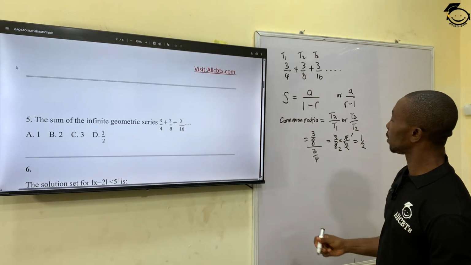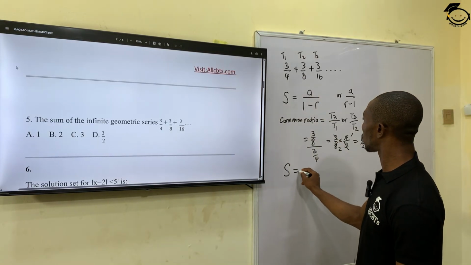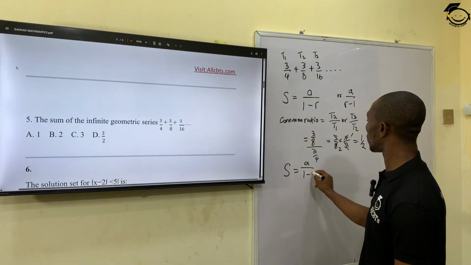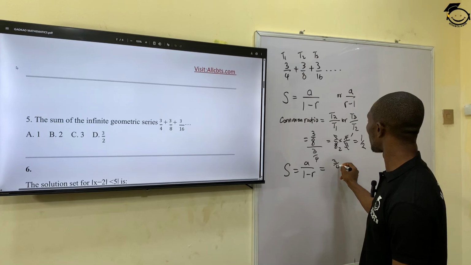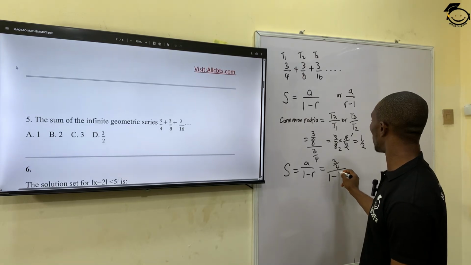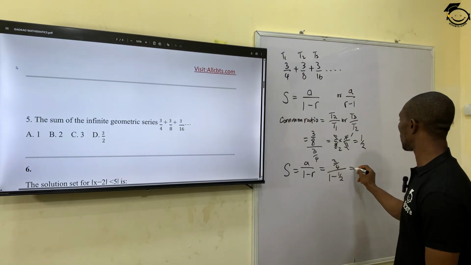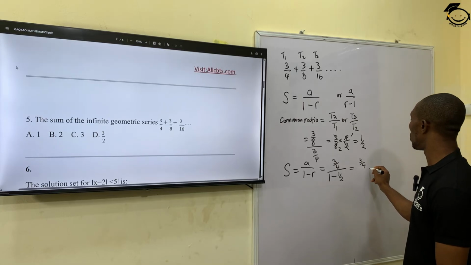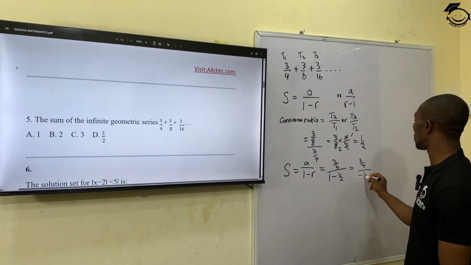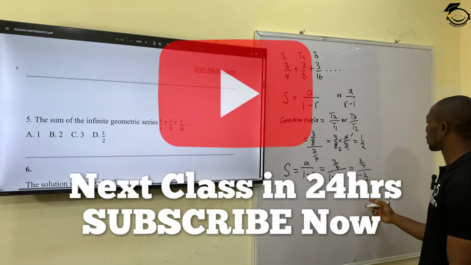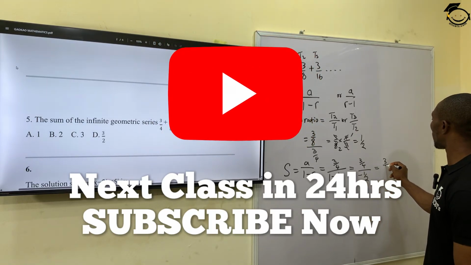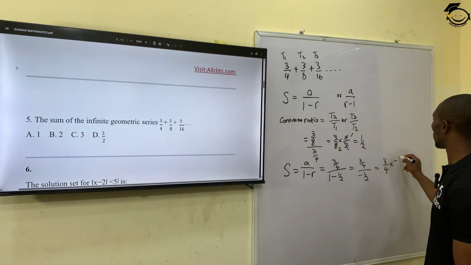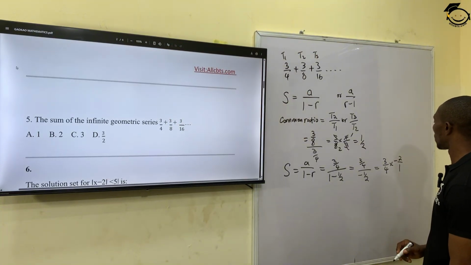So now, finding the sum of terms using s equals a over 1 minus r, where our a is 3 over 4, all over 1 minus half. So this gives us 3 over 4 all over half. Alright? Now, doing a multiplicative inverse here, this will be 3 over 4 times 2 over 1.